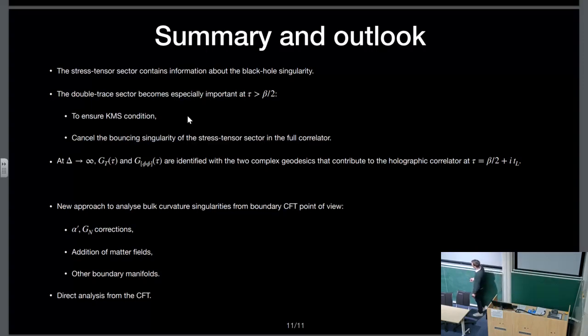And it also gives us some new directions in which to study. For example, what happens with alpha prime corrections, G Newton corrections, or if you want lambda corrections and large N corrections? What happens if I had matter fields? What happens if I had a star? A star still is described by AdS-Schwarzschild far away, so it should have about the same stress tensor sector. What is the difference there? And what happens if I have other boundary manifolds? This is something that we're working on right now as well. So hopefully, Strings 2025. Okay, that's all. Thank you.